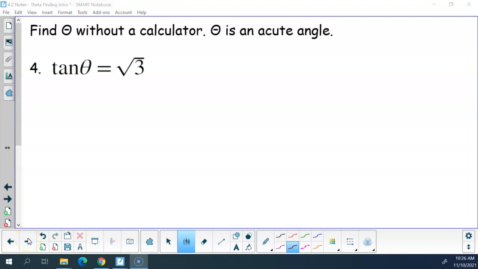So, I'm in quadrant 1 still because theta is an acute angle, correct? Okay. What quadrant 1 angle has been eliminated from contention? 45 degrees or pi over 4? Because 45 degrees or pi over 4 does not contain a square root of 3. So that one can automatically go away.